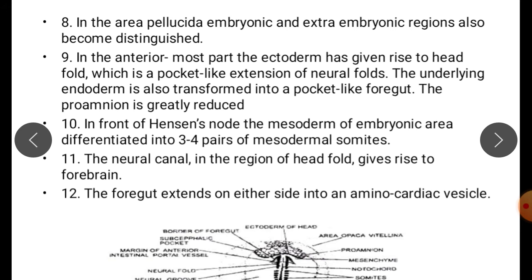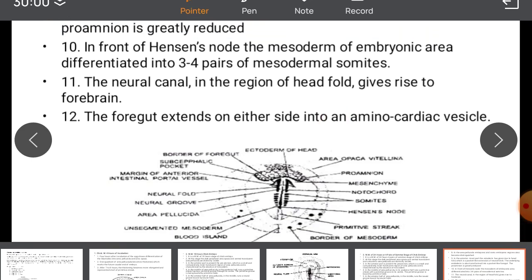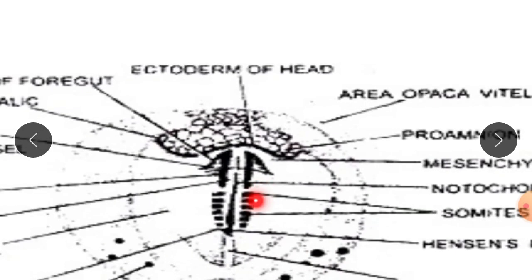In front of Hensen's node, the mesoderm of the embryonic area has differentiated into 3-4 pairs of mesodermal somites. These are called mesodermal somites. This means these somites are made up of mesoderm on either side of the notochord.